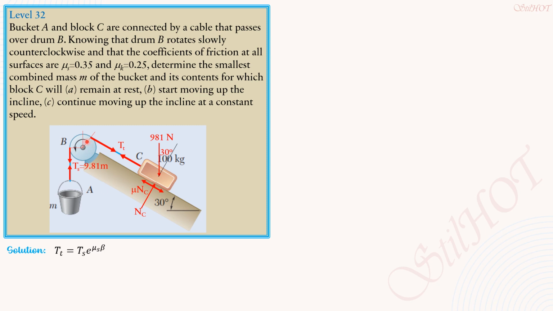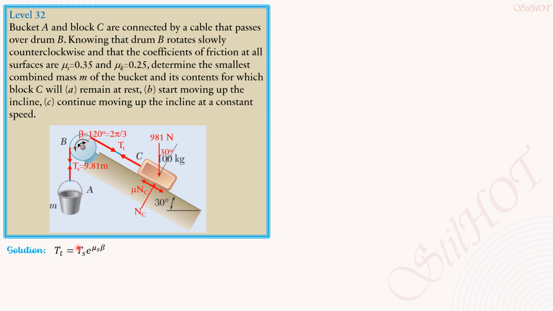So the angle of contact between the cable and this drum here is 90 degrees plus the angle of inclination 30, so 120. This is 30 degrees, the angle between the vertical and the radial line to the point of contact, which is also the angle of inclination 30 plus 90, 120 degrees, and that is 2/3 pi radians. So beta is 2/3 pi radians. So for the first part, determine the smallest combined mass of the bucket.